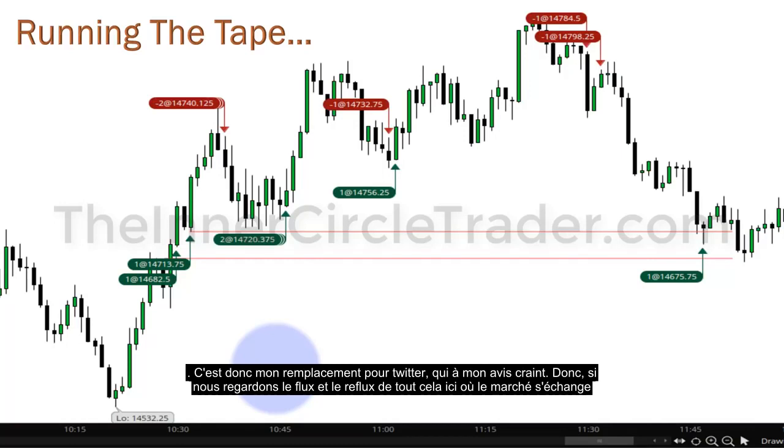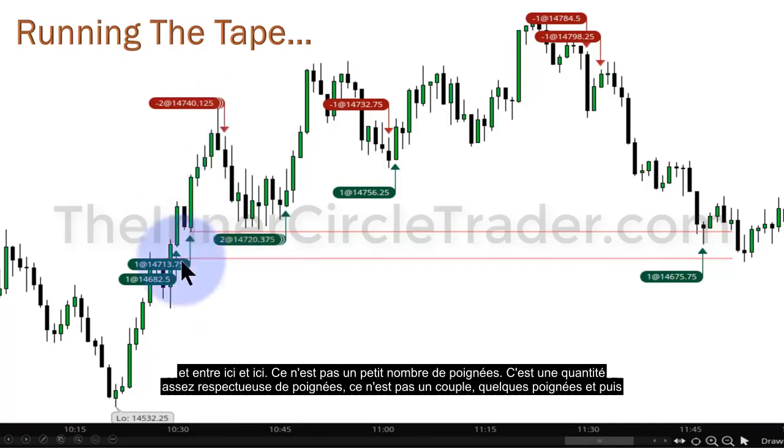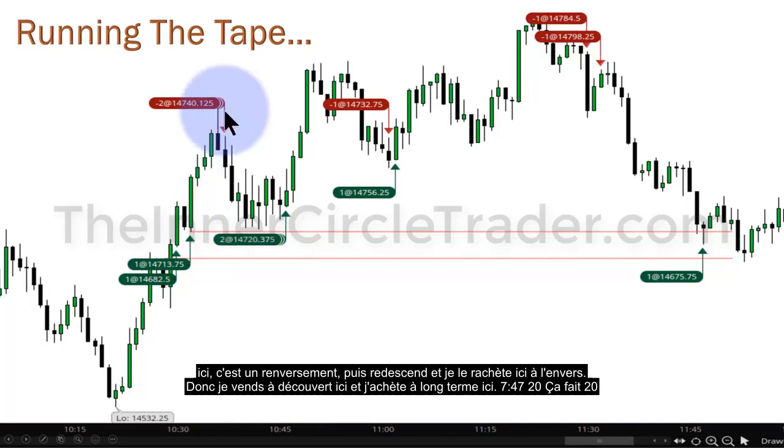So if we look at the ebb and flow of all this here, where the market's trading up, and between here and here, it's not a small number of handles. It's a pretty respectable amount of handles. It's not a couple, it's not a handful. And then up here, it's a reversal, and then it comes back down, and I buy it back here in reverse. So I'm selling short here, and I'm buying long here.